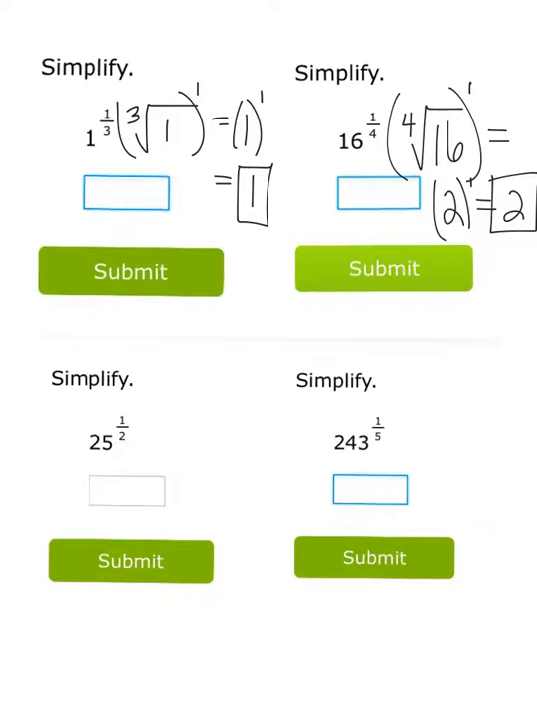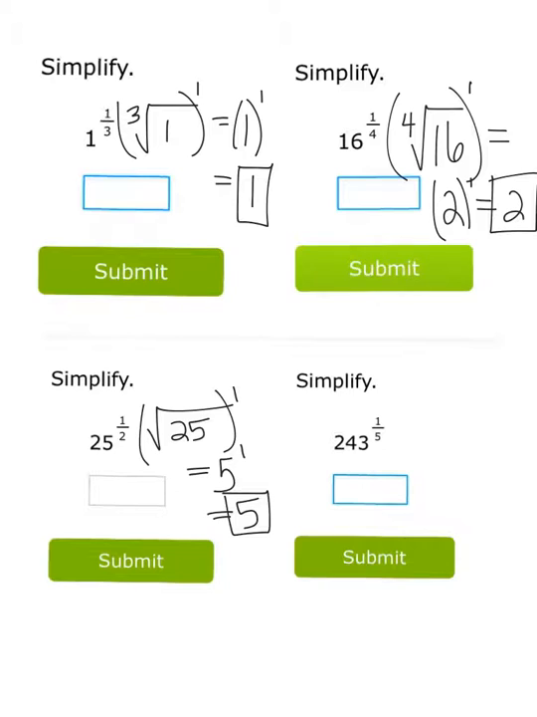Okay, for the next one I have 25 to the 1/2. So my root is 2, which remember I don't have to write that 2 out there. So this would be the square root of 25 to the first power. So the square root of 25 is 5. And then to the first power would just be 5. Some of you probably already figured out you could just type these in your calculator. Like I could just type in 25 to the 1/2.